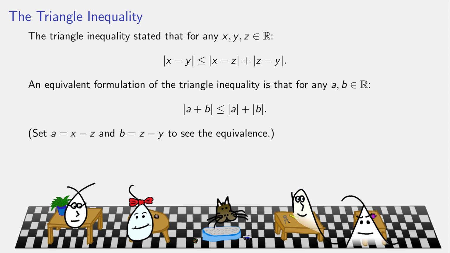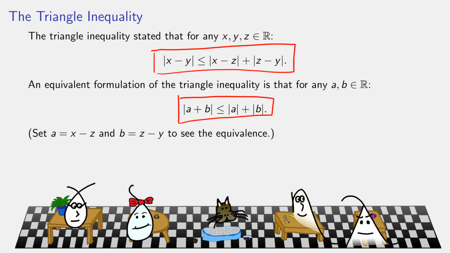If I replace x minus z with a and z minus y with b, notice then that in a plus b, the z's will cancel out and you'll get exactly x minus y, and this right here is the same as this statement right here. So the triangle inequality can also be written in this bottom form. The absolute value of one number plus another is no larger than the sum of the individual absolute values. This is honestly the version of the triangle inequality that we will generally be working with in this course.